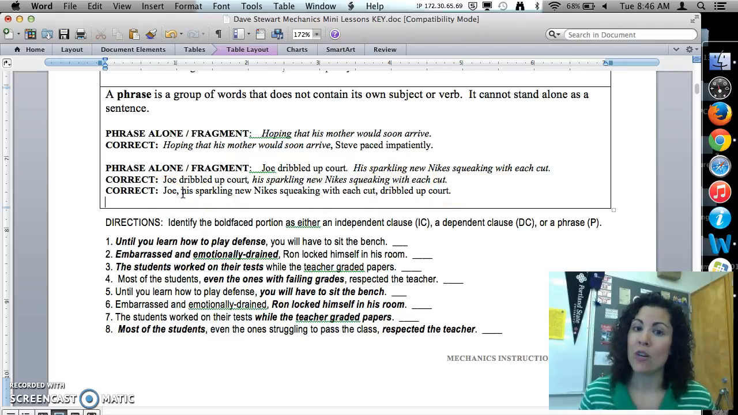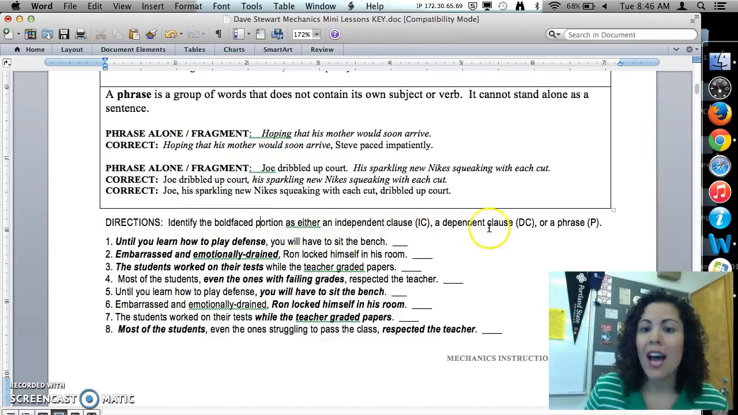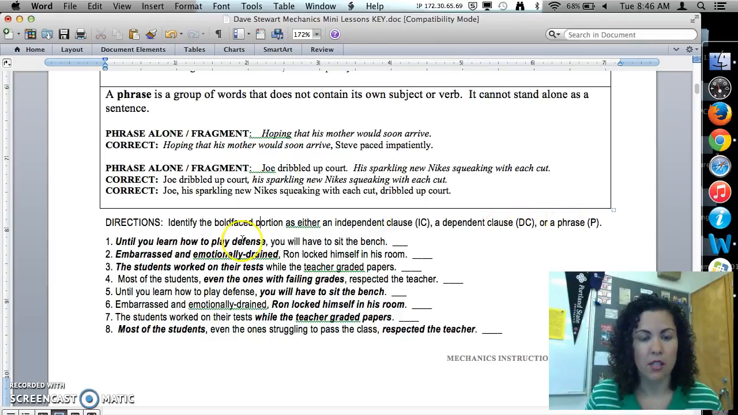Or you can use an interrupter. Joe, his sparkling new Nikes squeaking with each cut, comma, dribbled up court. Notice when you use the interrupter, there's commas on either side. We'll talk more about that. So here they're asking us to identify the boldface portion as either an independent clause, a dependent clause, or a phrase. So the bold is here.